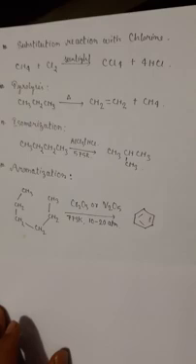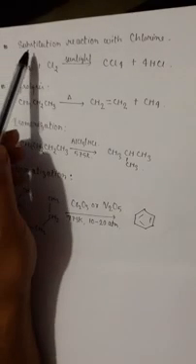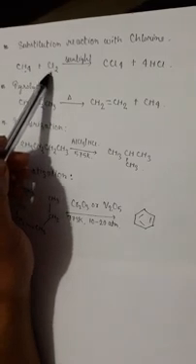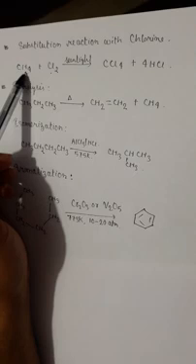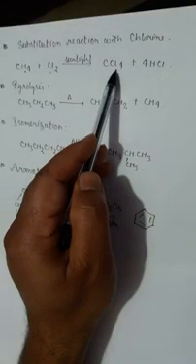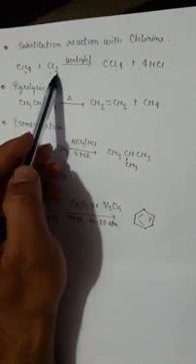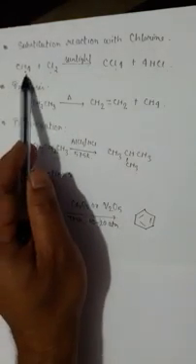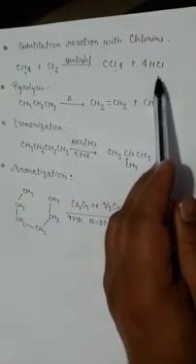So the next property that we are going to discuss is substitution reaction with chlorine. Now these hydrogens of methane will be substituted with chlorine. So here you can see how many hydrogens are present, 4 hydrogens. Now all these 4 hydrogens are substituted with chlorine, and each hydrogen reacts with 1 chlorine and it will give you HCl. So while balancing the equation, you have to see how many hydrogens are present and how many chlorines are present.